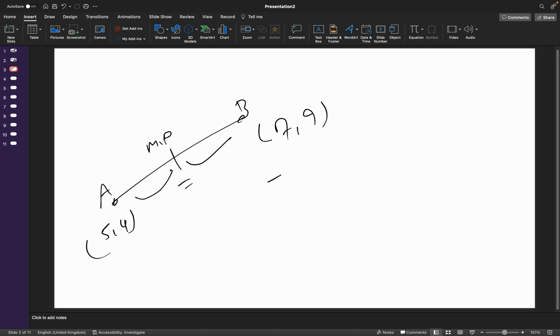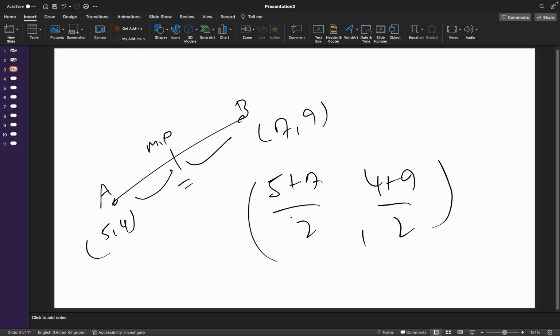Well, you just do (5 plus 7) divided by 2, and you do (4 plus 9) divided by 2. That's how you do it. You do 5 plus 7, it's going to give you what? 12 divided by 2. It's going to be 6. And you do 9 plus 4, 13 divided by 2, which is going to be 6.5. That's the midpoint of these two points.